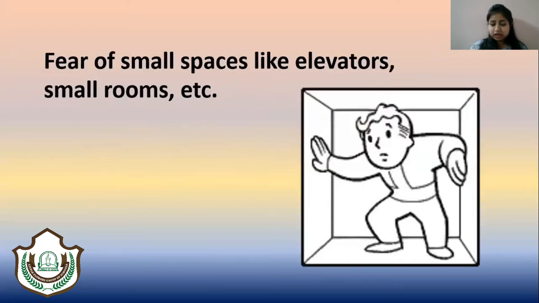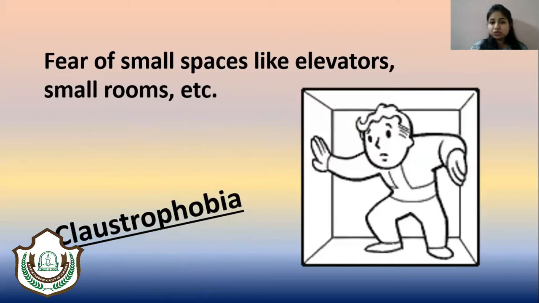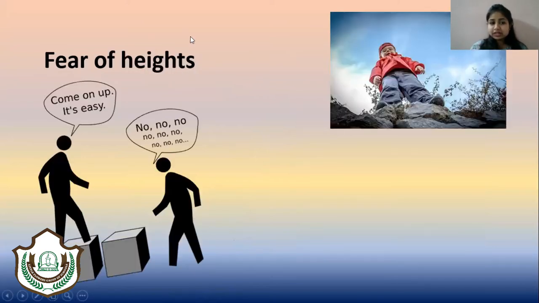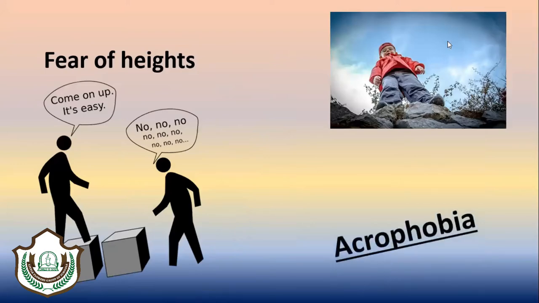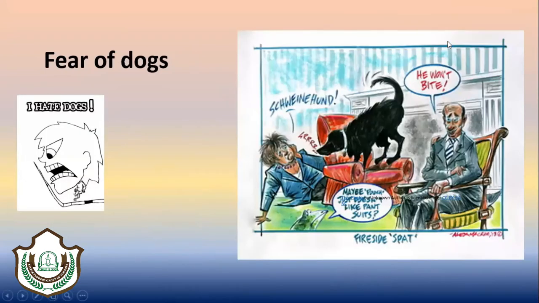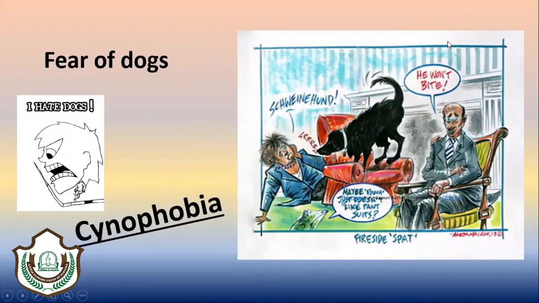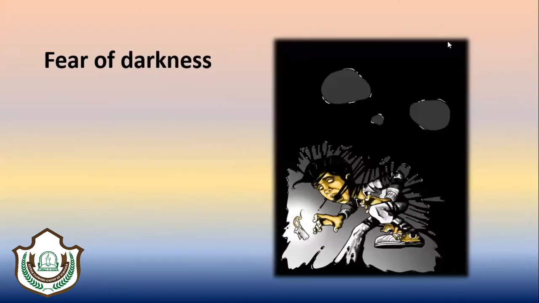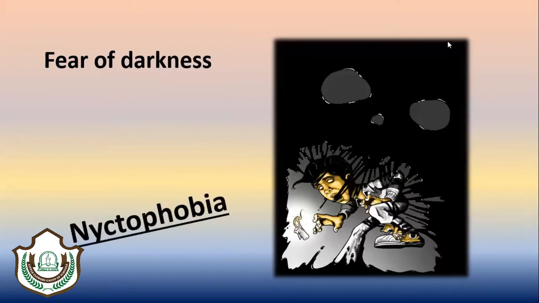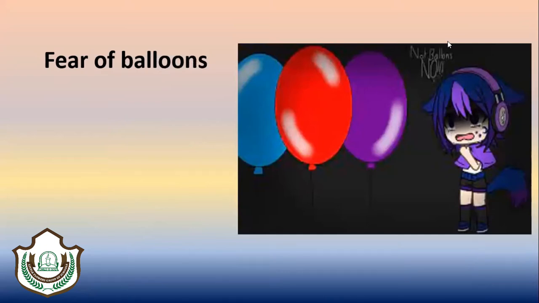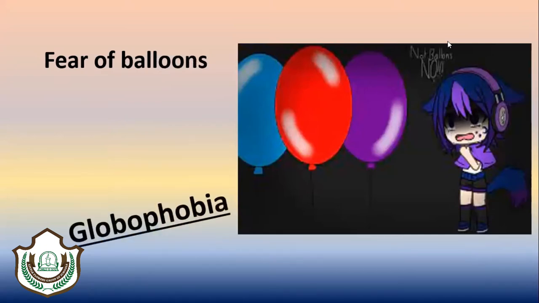First fear is fear of small spaces like elevators, small rooms, etc., known as claustrophobia. Second fear is fear of heights, known as acrophobia. Next, fear of dogs, known as cynophobia. Fear of darkness, known as nyctophobia. Fear of balloons, known as globophobia.